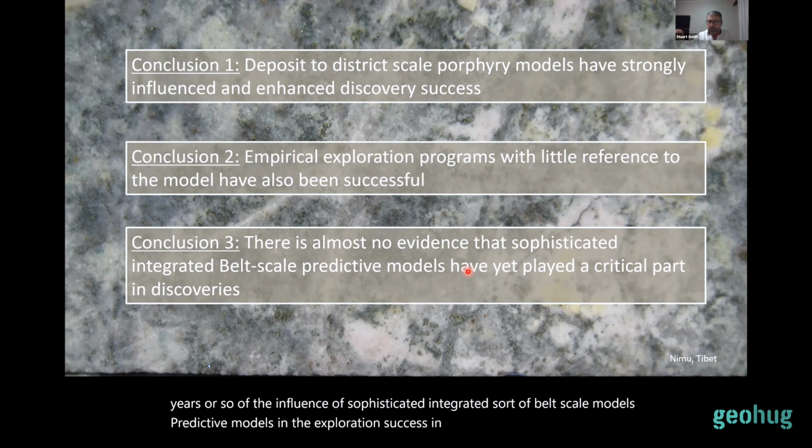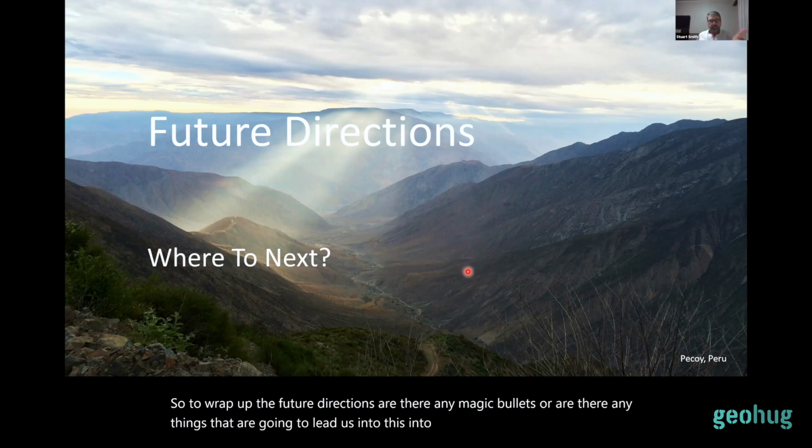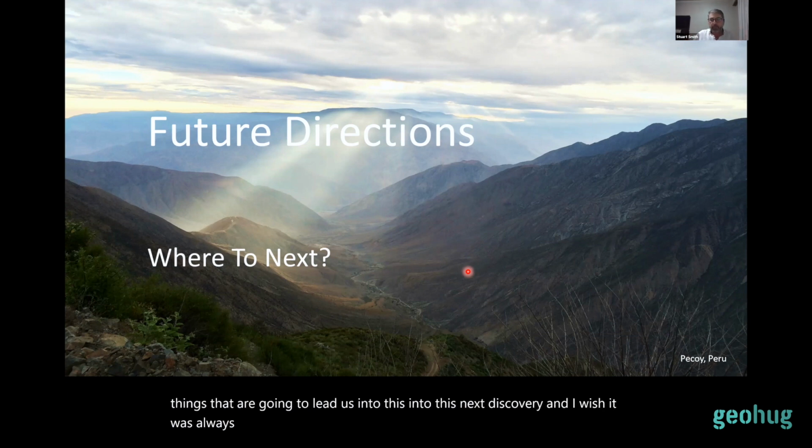So to wrap up, a few directions. Are there any magic bullets, or are there any things that are going to lead us into this next discovery? And I wish it was always this simple. That hill there is the Pecoy breccia in southern Peru. Pretty easy to find on a day like that, but we don't always have God smiling on us like that, unfortunately.